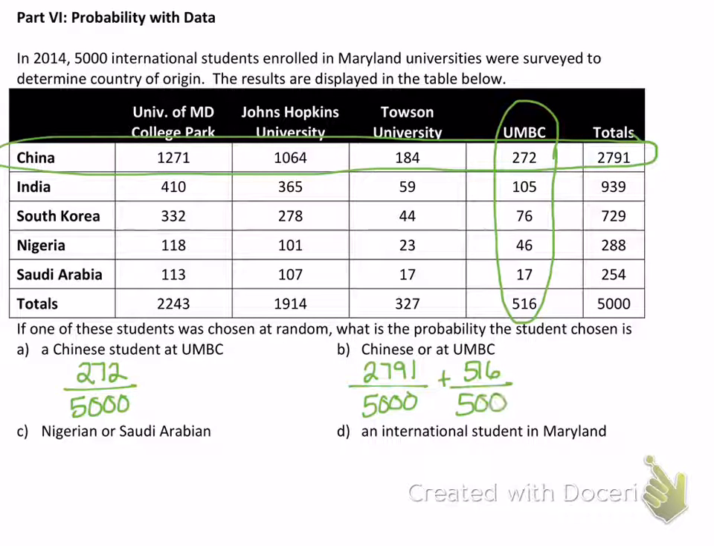However, these are inclusive events. They have an overlapping part right here, that 272 we just found out. You can tell with the way that I circled in the chart, I counted 272 twice. So I need to subtract 272 to make sure I count that value just one time. And when I do that, I get 3,035 over 5,000.